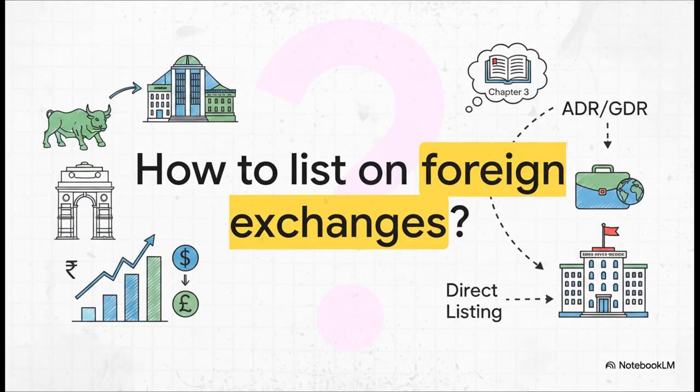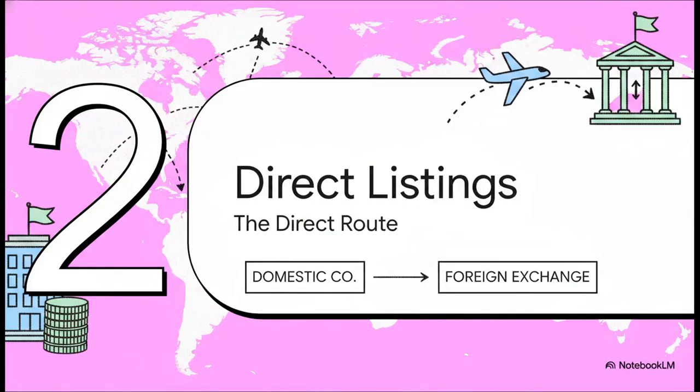Imagine you're advising the board of directors of a major domestic firm, and you need to present them with their options. We're going to break down the two specific contrasting methods you need to provide to absolutely ace this prompt and show the examiner you grasp the real-world application. Moving right along to Section 2, direct listings explained. Let's see how this direct route operates.